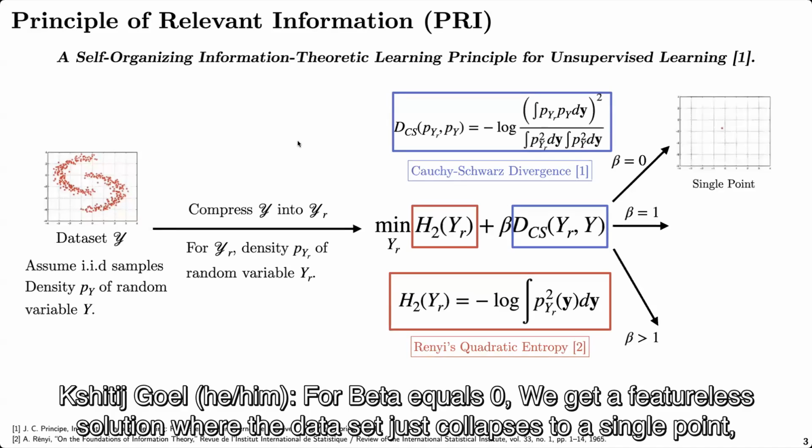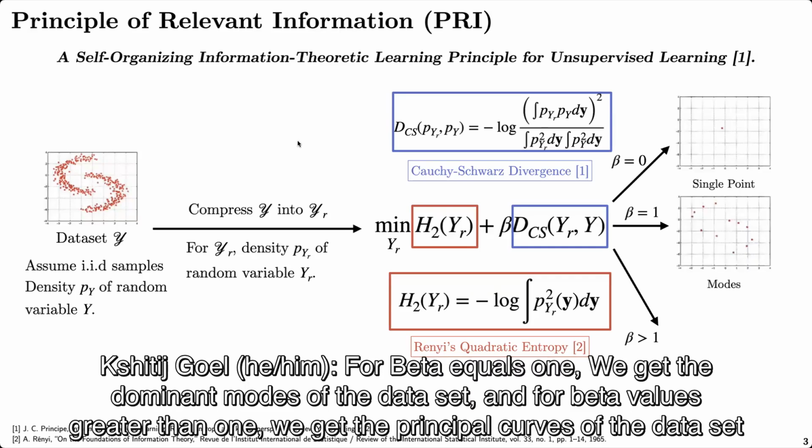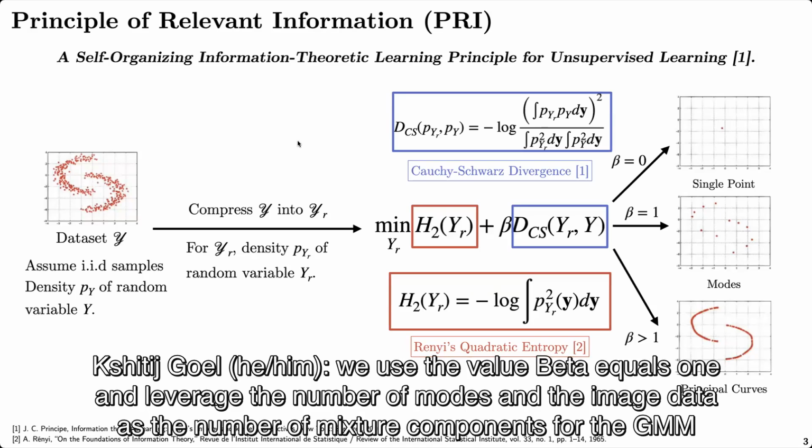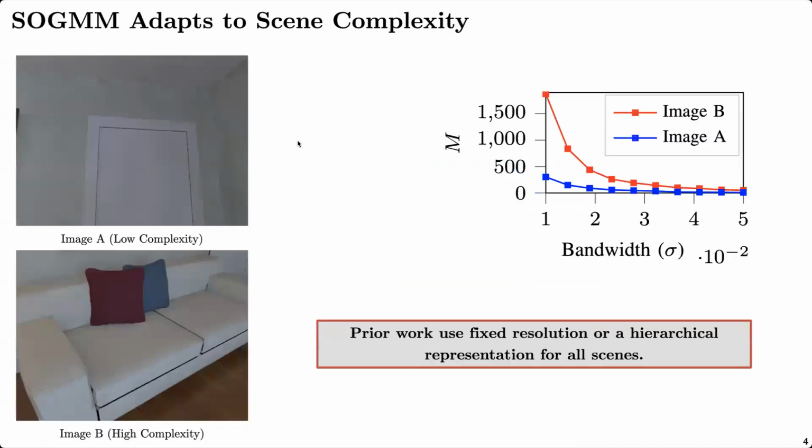For beta equals 0, we get a featureless solution where the dataset just collapses to a single point. For beta equals 1, we get the dominant modes of the dataset. And for beta values greater than 1, we get the principal curves of the dataset. We use the value beta equals 1 and leverage the number of modes in the image data as the number of mixture components for the GMM.